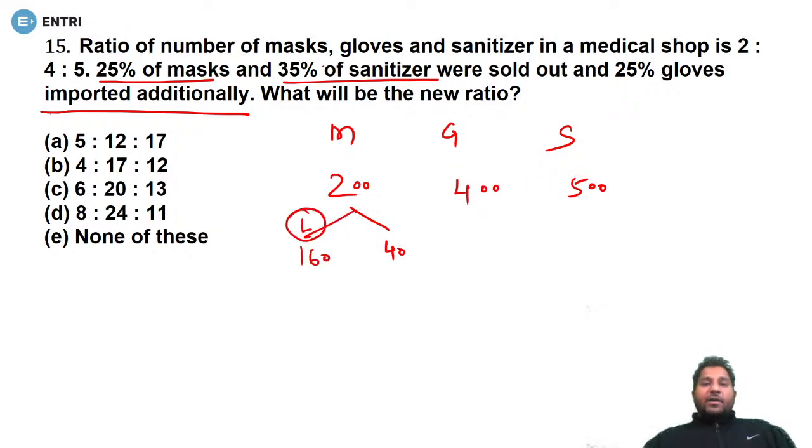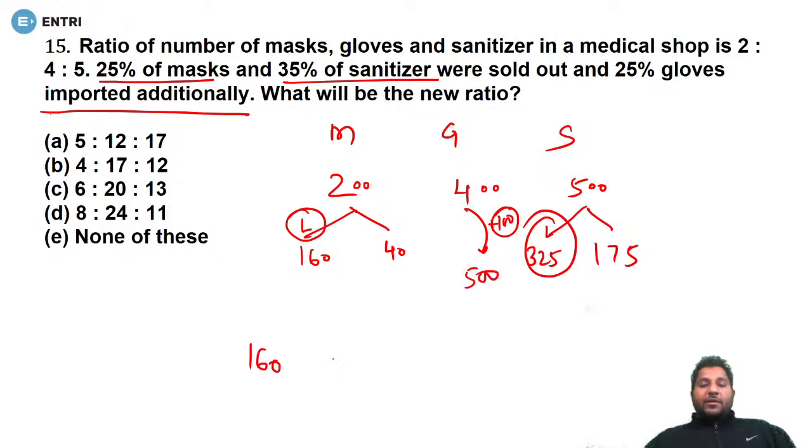Now 35% of sanitizers were sold out, so 175 sold out and 325 have been left. What will be the new ratio? And 25% gloves imported additionally. Imported means added. Added 25% means 100 added, so it has become 500. So the final ratio would be 160, 500 and 325.